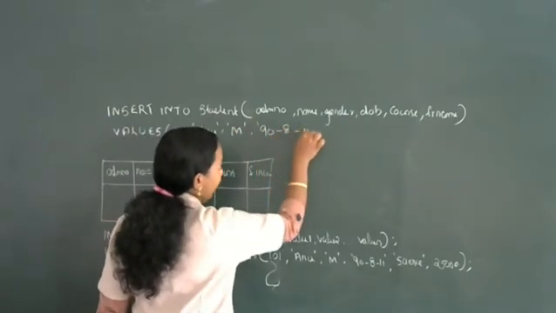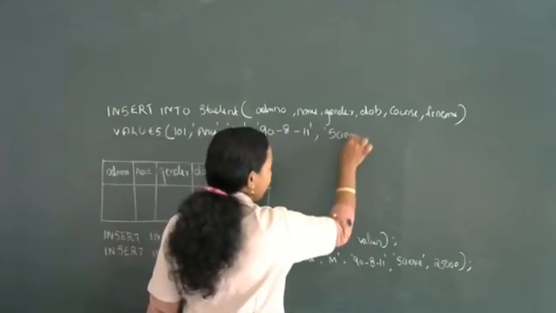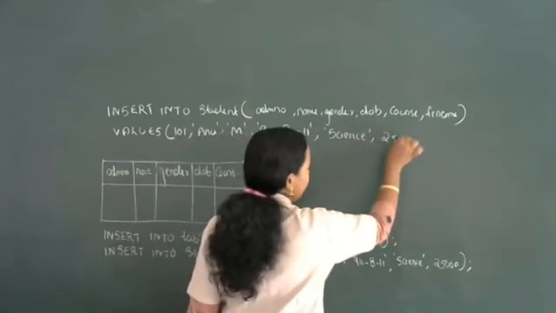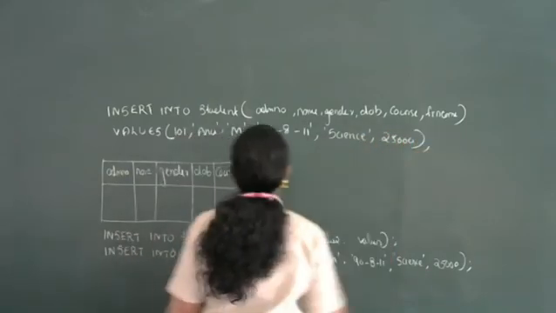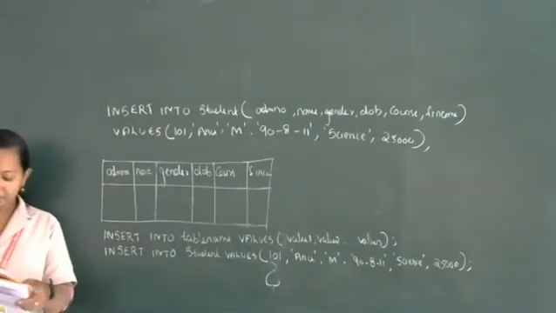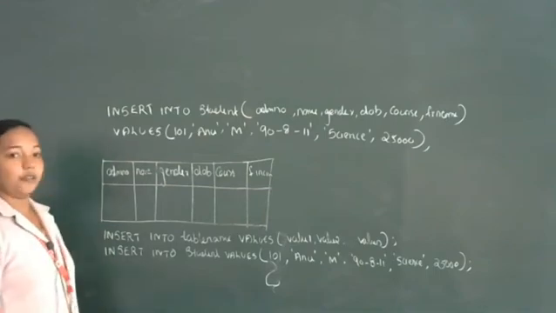98, 11, science, comma, 25,000, close the bracket, semicolon. Okay, so like this. So this is the second method.